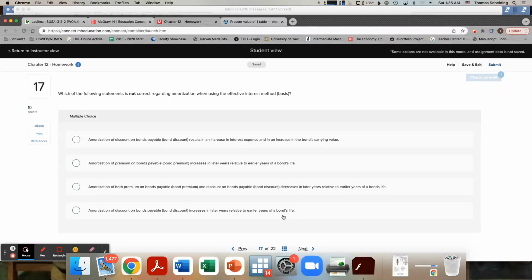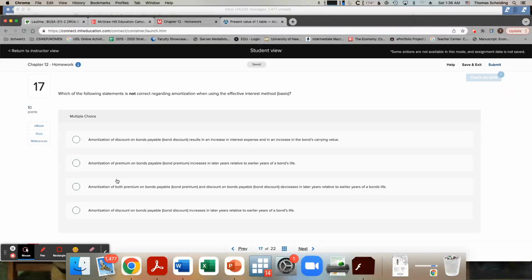Which of the following is not correct regarding amortization when using the effective interest method? Okay. So amortization of discount, that is true. So that is not the correct one. Amortization of premium on bonds, that is true.